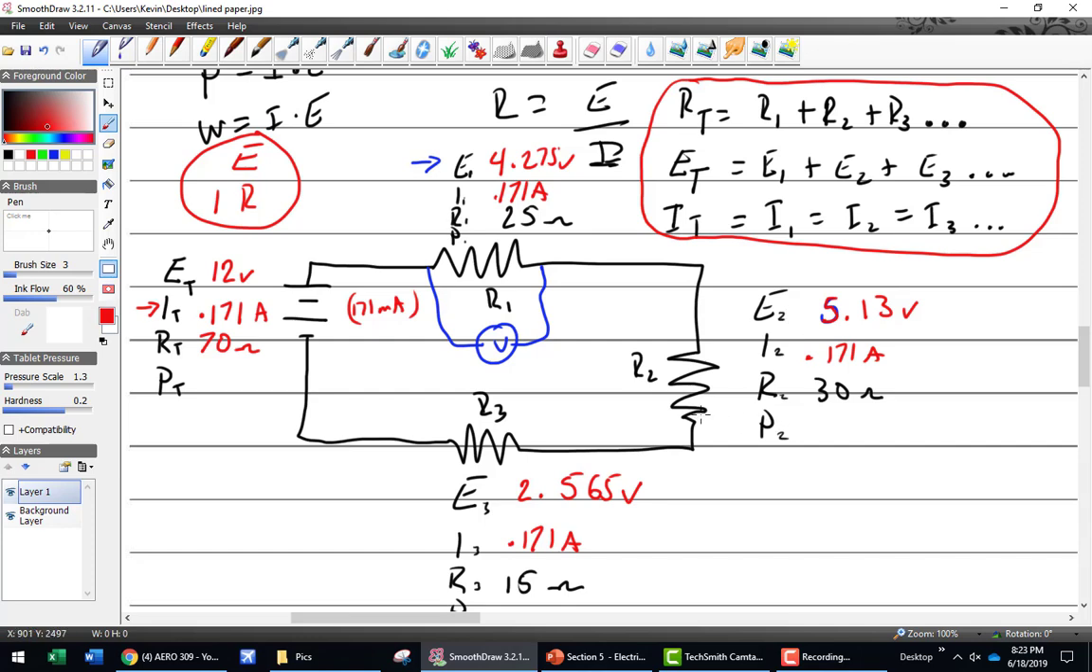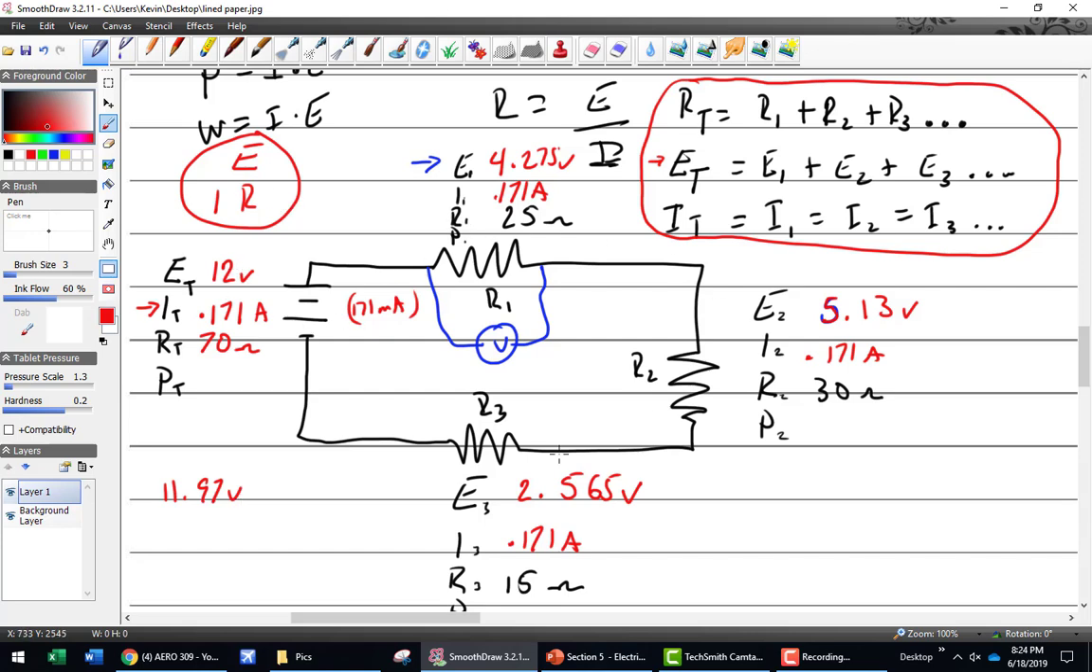Here's where you should never walk away from it. There's one last check you can do. We have not done this check. E total equals E1 plus E2 plus E3. So even though it's all there, I'm going to double check myself. 4.275 plus 5.13 plus 2.565 equals, what do you get? It comes out to be 11.97. Does that mean I made a mistake? No, just rounding errors. It's not a big deal. So it's close enough to 12.